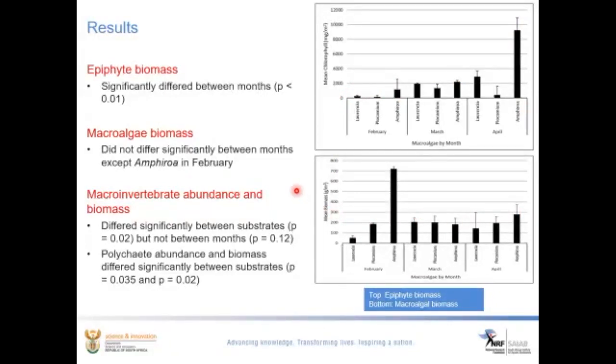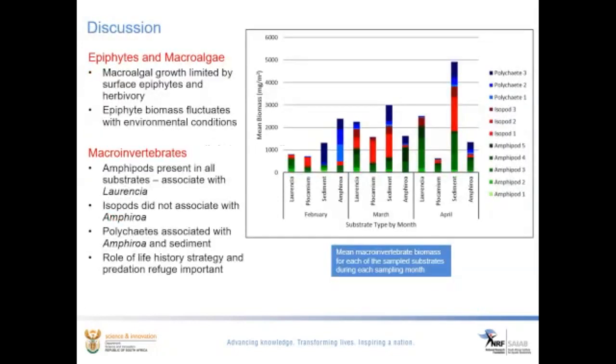Macroinvertebrate abundance and biomass differed significantly between substrates, but not between months. And polychaete abundance and biomass differed significantly between substrates. These results suggest that macroalgal growth is limited by surface epiphytes and herbivory, while epiphyte biomass fluctuates with environmental conditions.